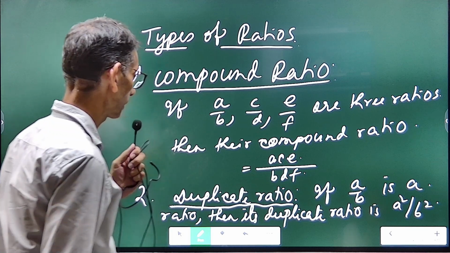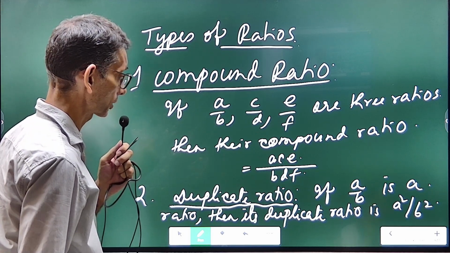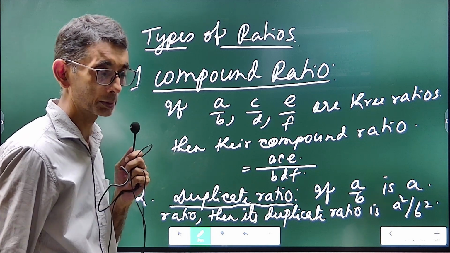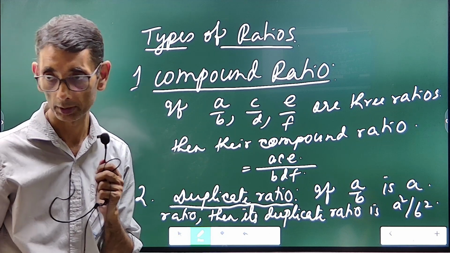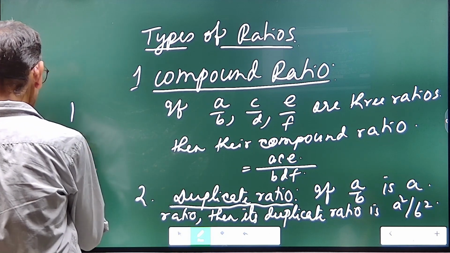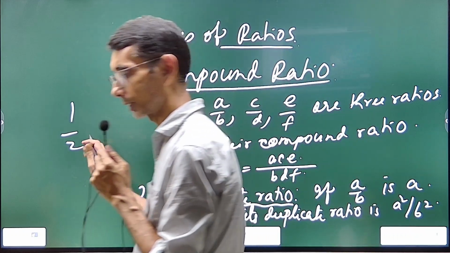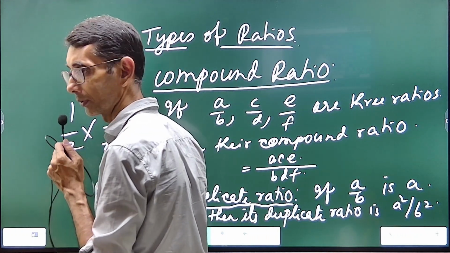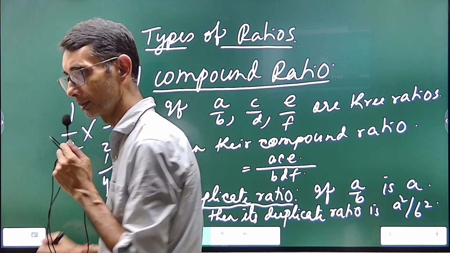Okay, duplicate ratio. If A by B is a ratio, then its duplicate ratio is A square by B square. That means how do we get the duplicate ratio? The same ratio has to be multiplied twice. So you just want to find out the duplicate ratio of half. What will it be? Multiply half twice: half into half. So the duplicate ratio of half is equal to 1 by 4. Done?